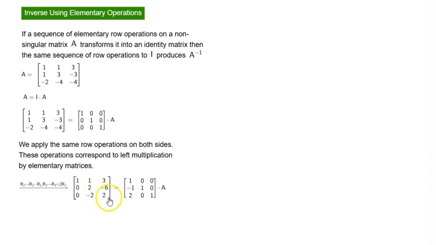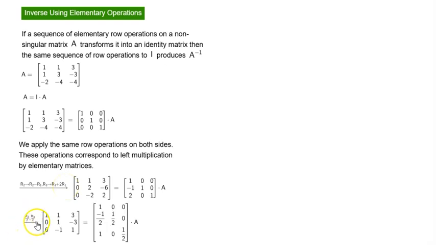We start applying the row operations. R2 minus R1. Row 2 minus row 1: 1 minus 1, 0. 3 minus 1, 2. Minus 3 minus 3, minus 6. Now the same row operation we also apply to the identity on this side. So 0 minus 1, minus 1. 1 minus 0, 1. 0 minus 0, 0. Then R3 plus 2 R1.